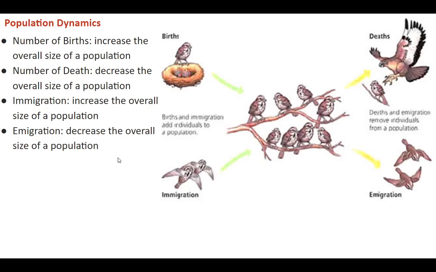Okay. Oh, look, same slide. I guess I already covered that. So, once again, just numbers of births versus numbers of deaths, and then immigration in and emigration out.